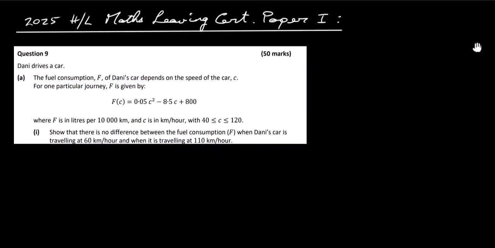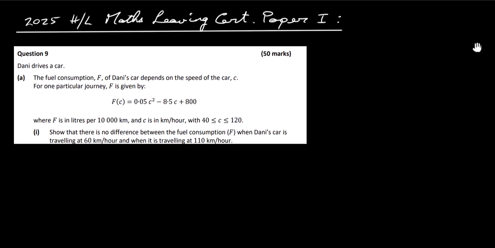Okay, so this is the 2025 Higher Level Maths Leaving Cert Paper 1, question 9a. Danny drives a car. The fuel consumption F of Danny's car depends on the speed of the car C. For one particular journey, F is given by F of C is equal to 0.05 C squared minus 8.5 C plus 800, where F is in litres per 10,000 kilometres and C is in kilometres per hour, and C is between 40 and 120 inclusive.